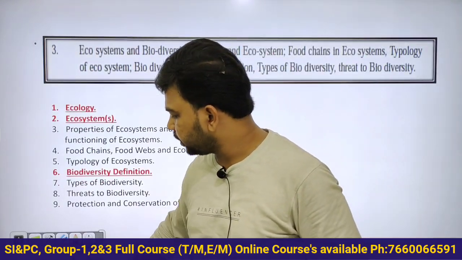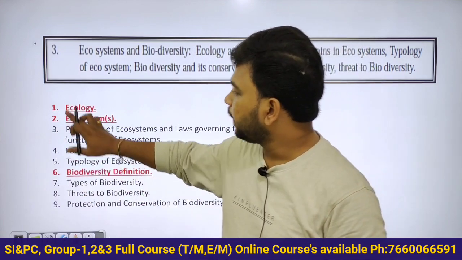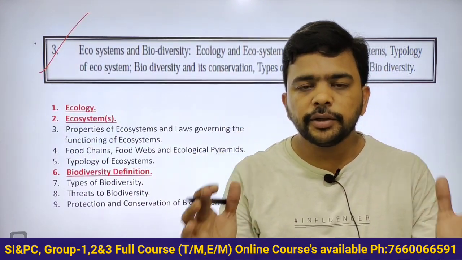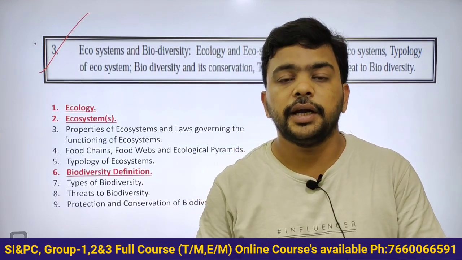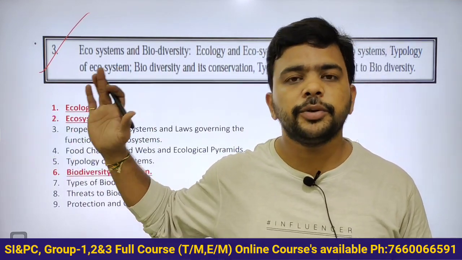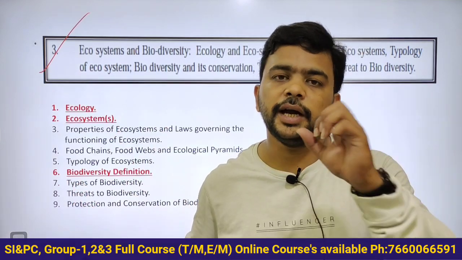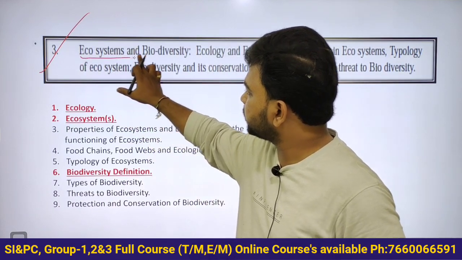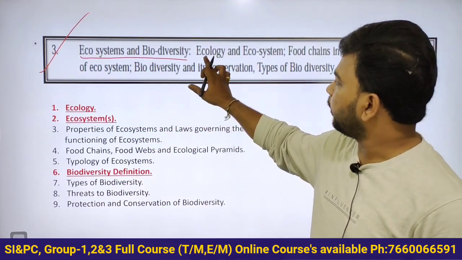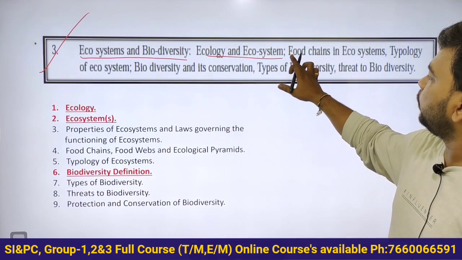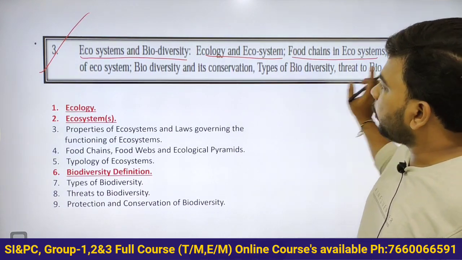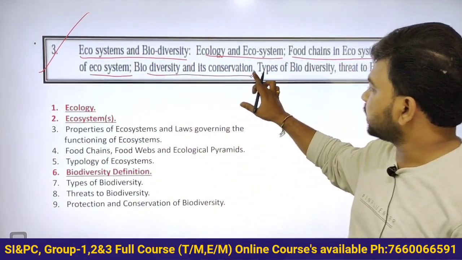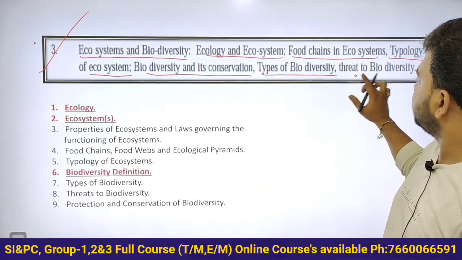Then we discuss the third unit. Again same thing, after every unit I will give 10 questions and 10 answers. And I also discuss the previous questions, MCQs after each topic. This is the advantage you have. In the third unit, they have given in the syllabus ecosystems and biodiversity: ecology and ecosystem, food chains in ecosystem, typology of ecosystem, biodiversity and its conservation, types of biodiversity, threats to biodiversity.